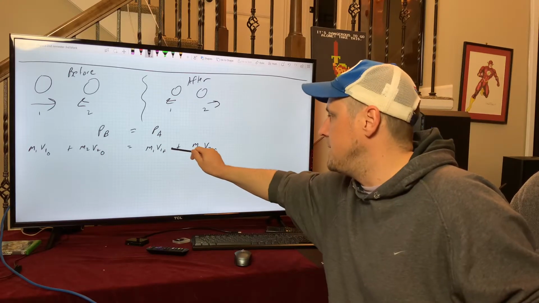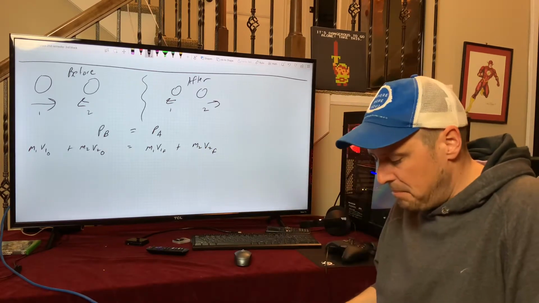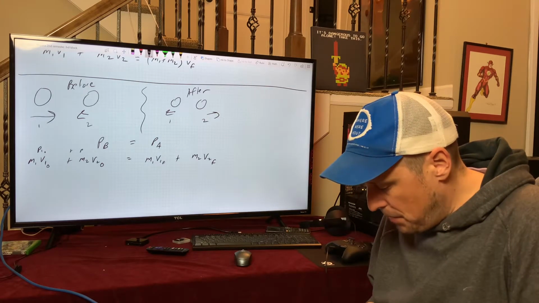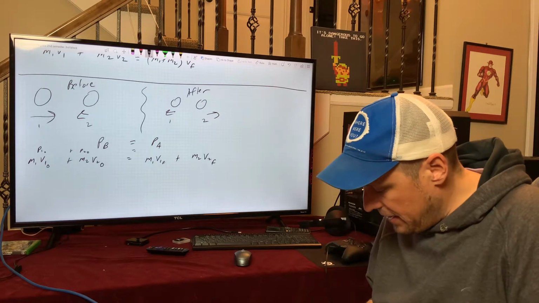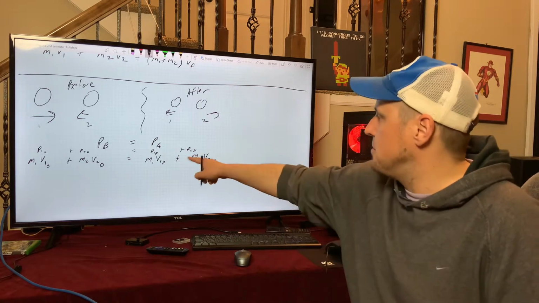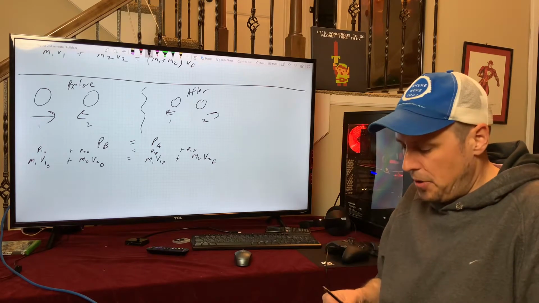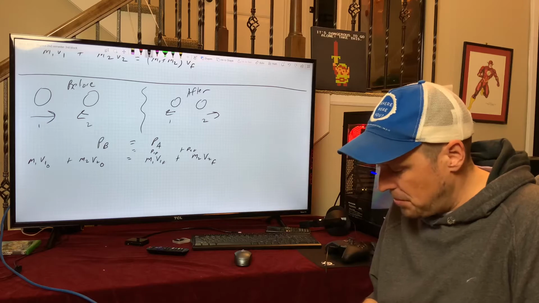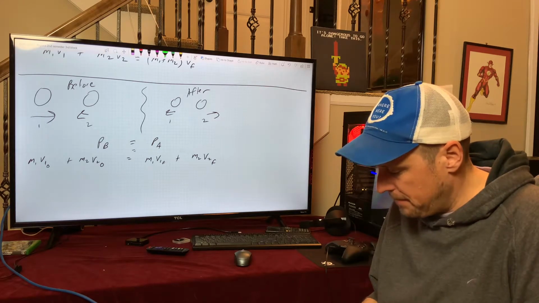Remember, this MV is the momentum. If it makes you feel better, you could write, momentum 1 initial plus momentum 2 initial. You could do that kind of thing. Equals momentum 1 final plus momentum 2 final. If that helps you think about it, great. I'm going to go ahead and erase that now, but you could do an intermediate step if you want, if you're not comfortable with the momentum being MV right away.